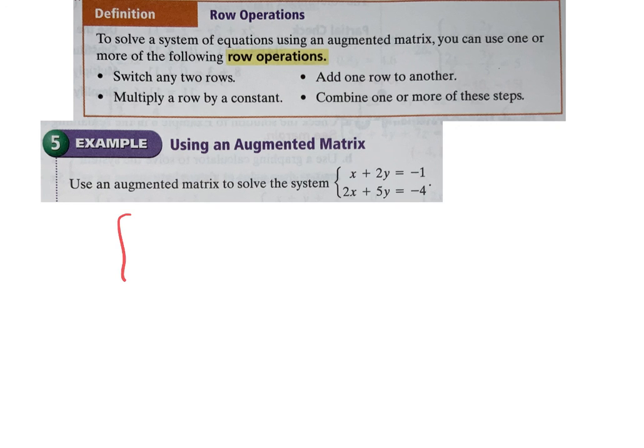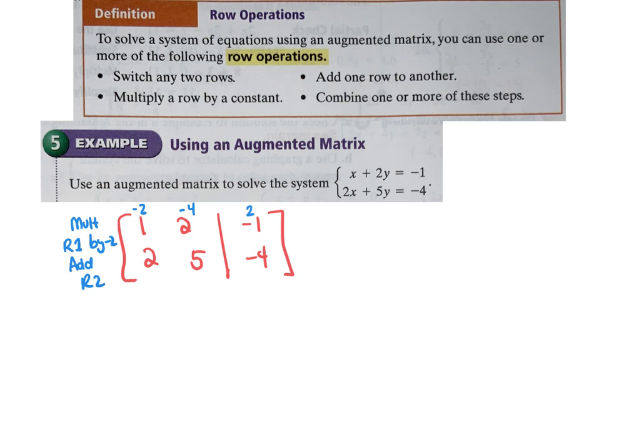So for this one, we're going to say 1, 2, negative 1, 2, 5, negative 4. I already have a 1 where I need it, okay? So I'm going to use this 1 to get rid of everything below it, get rid of the 2. So what do I need to multiply this row by to add it to this guy to get rid of my 2? Negative 2, right? So 1 times negative 2, 2 times negative 2, negative 1 times negative 2. Okay? So I'm going to multiply row 1 by the negative 2 and add it to row 2.